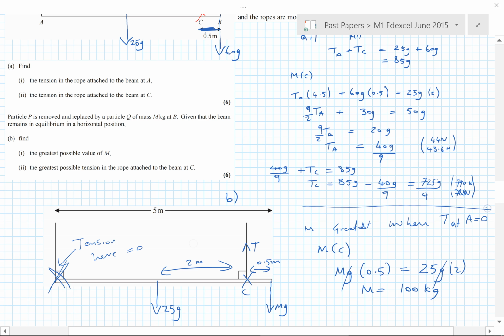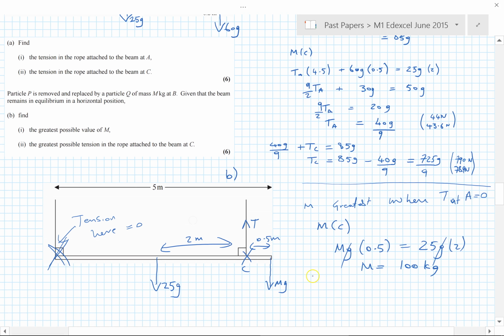Okay. And then it says the greatest tension. So the greatest tension will be when this is equal to 0. So we just need to work out T when, drop the pen.